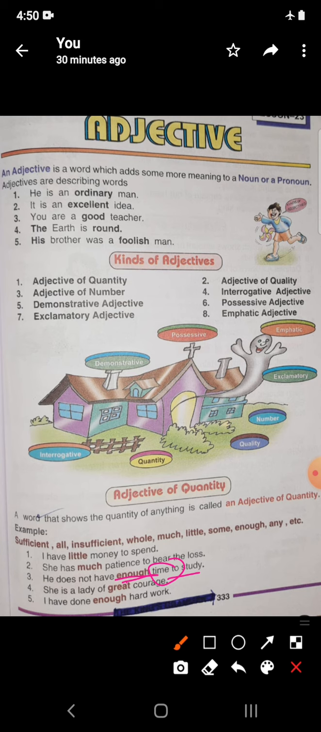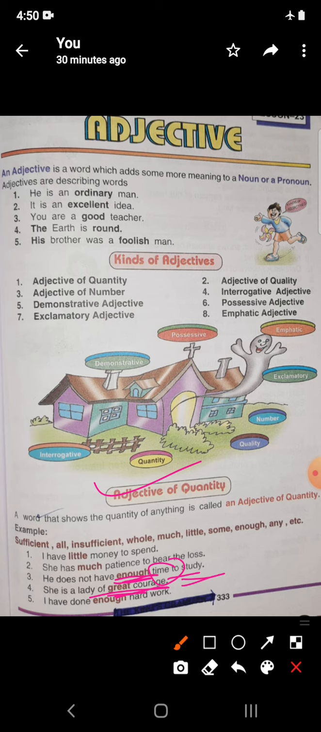He does not have enough time. Enough word is used here as adjective of quantity. Next example, she's a lady of great courage. Courage means himmat, jurat. So courage, it is also an abstract noun.